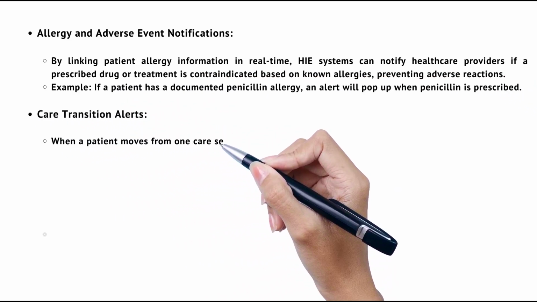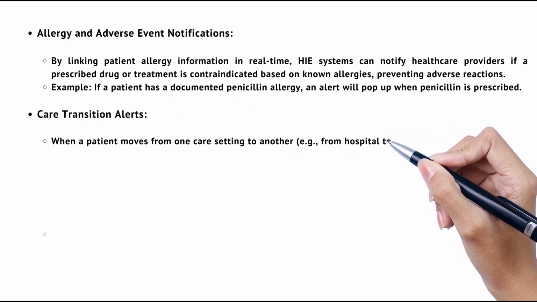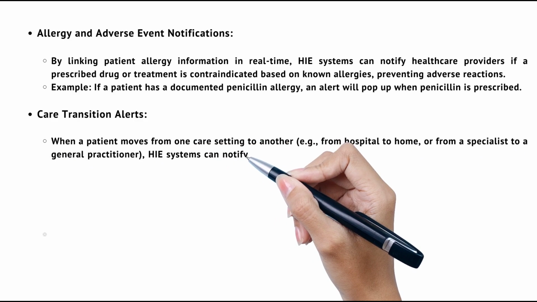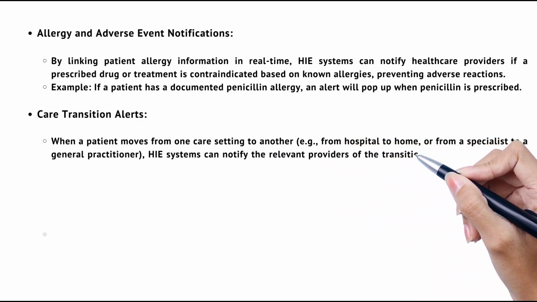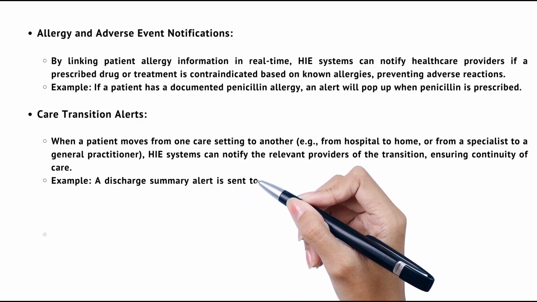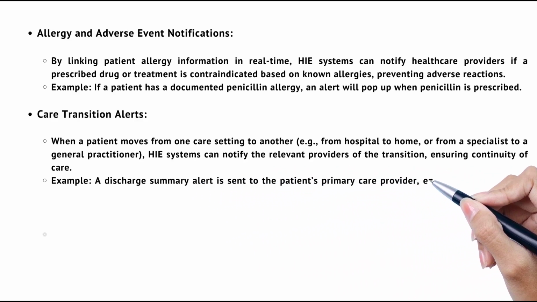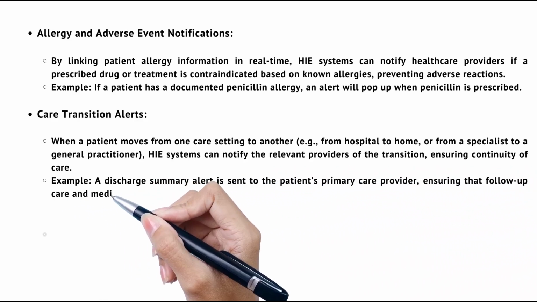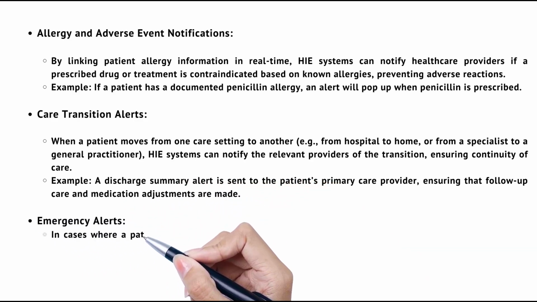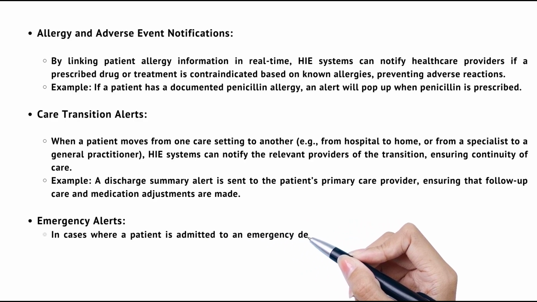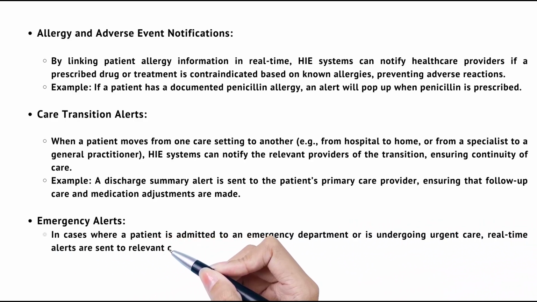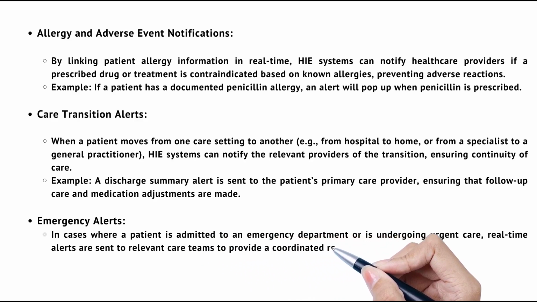Care transition alerts. When a patient moves from one care setting to another, e.g., from hospital to home or from a specialist to a general practitioner, HIE systems can notify the relevant providers of the transition, ensuring continuity of care. Example: a discharge summary alert is sent to the patient's primary care provider, ensuring that follow-up care and medication adjustments are made.